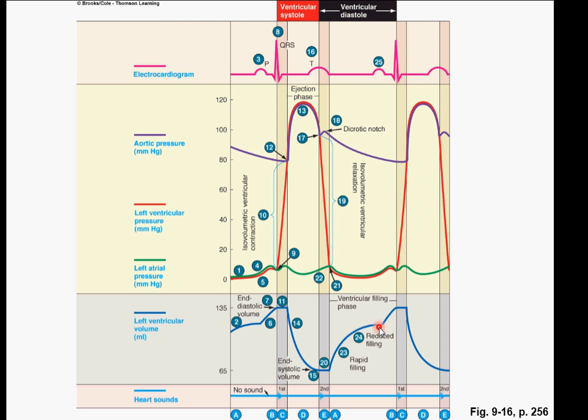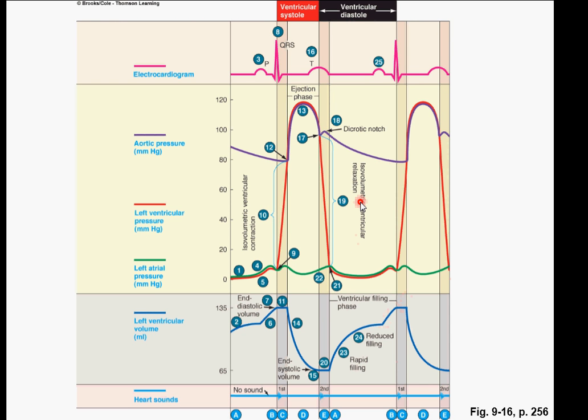Now, very important to know that 70% of the blood will go by this passive filling, by rapid and reduced filling. Okay, 70%. Now finally, at the very end part of the diastole, the P wave will come again, and this will lead to contraction of the atria, and this 30% will go to the ventricle. Okay, and the cycle will continue.